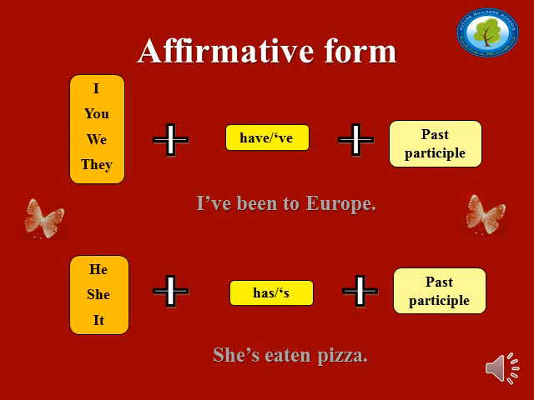If the subject is singular, he, she, it, here we use the auxiliary has. Then the verb 3, the past participle verb. She's eaten pizza.